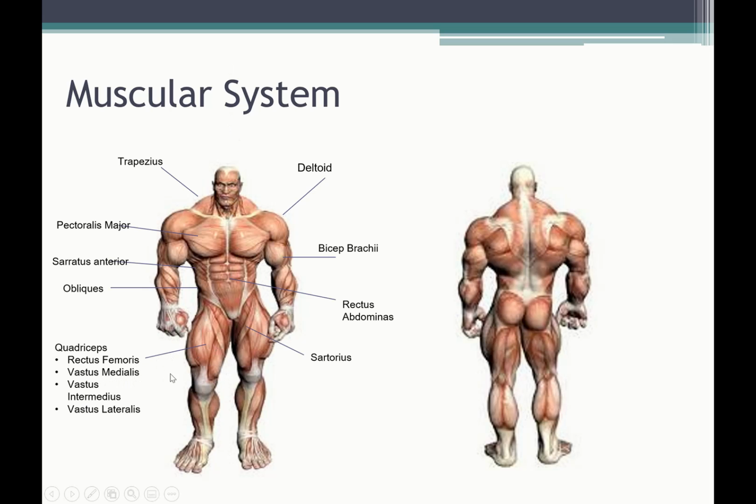The vastus intermedius we can't actually see in the picture here. We would have to remove the rectus femoris, which is the large quadricep muscle here, to actually see the vastus intermedius, which resides deeper than the rectus femoris.